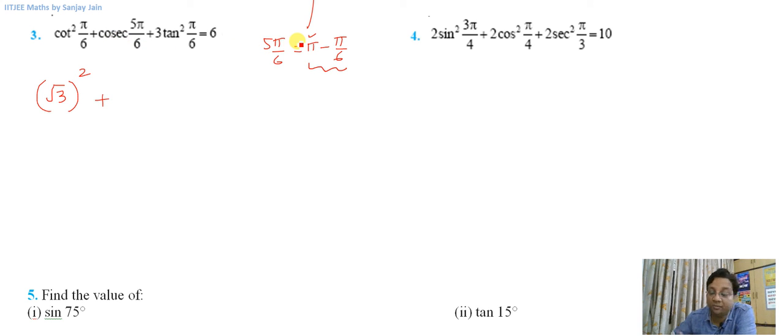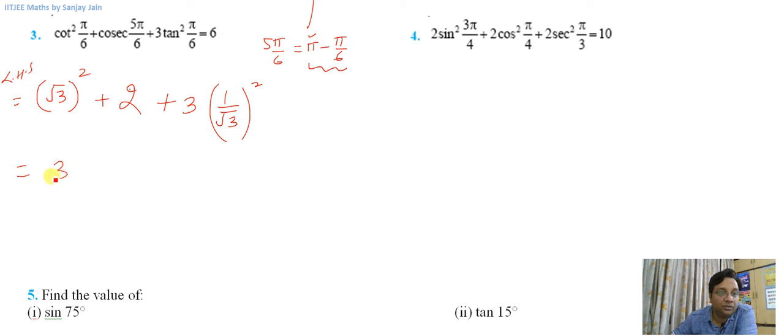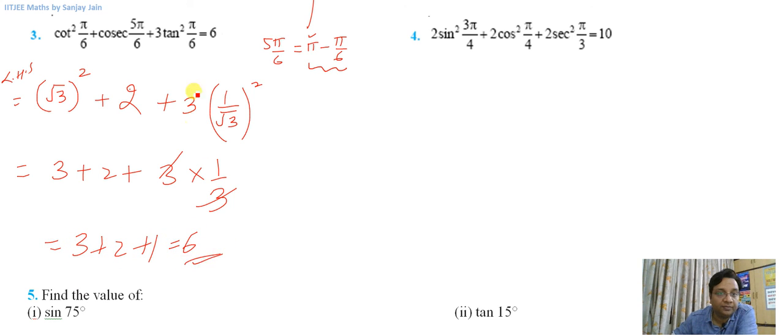It is the reciprocal of sine pi by 6, so it will be 2, plus 3 into tan squared pi by 6, so it is 1 by root 3 squared. This is my left hand side, so it is equal to 3 plus 2 plus 3 into 1 by 3, so it is equal to 3 plus 2 plus 1, which is 6, which is my right hand side.